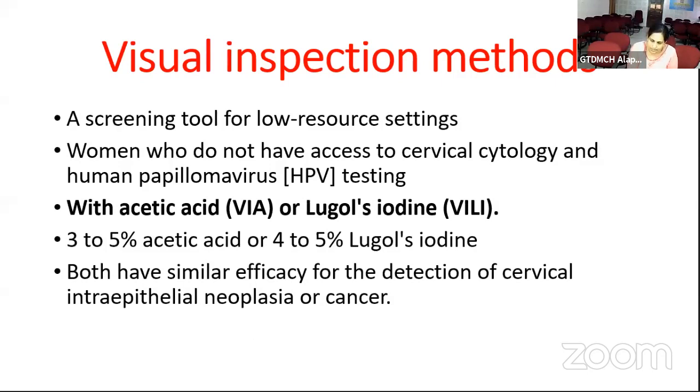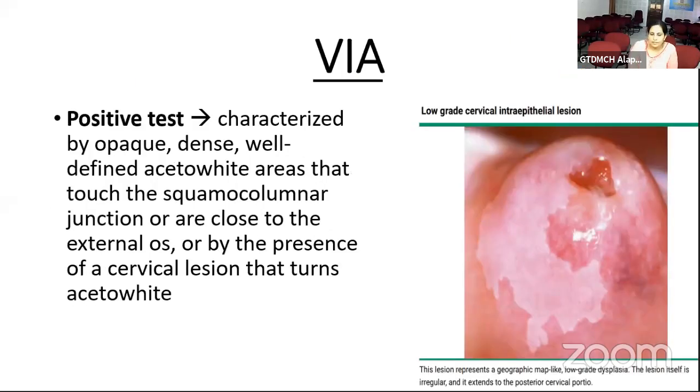Then in a low resource setting, when there is no availability of cervical cytology or a cervical smear, you can go for visual inspection methods. This is a tool for low resource settings, for women who do not have access to cervical cytology and human papillomavirus testing. Whether you use acetic acid or Lugol's iodine, both have similar efficacy for the detection of cervical cancer. VIA means visual inspection after acetic acid.